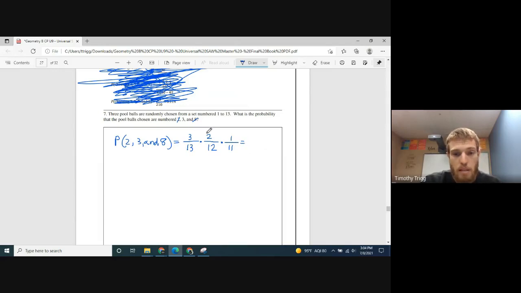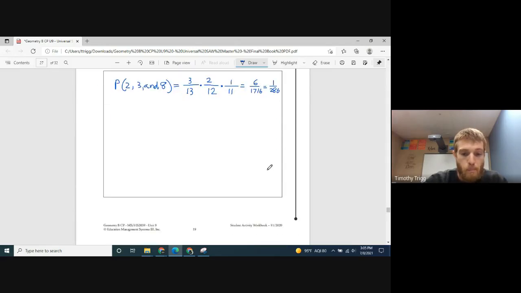So that probability will be 3 times 2 times 1, which is 6, out of 13 times 12 times 11, which is 1,716. If you want, you can simplify that to 1 out of 286, and you're done. If you want that as a decimal, you would do 1 divided by 286. And that's the end of the workbook. After this is the review.